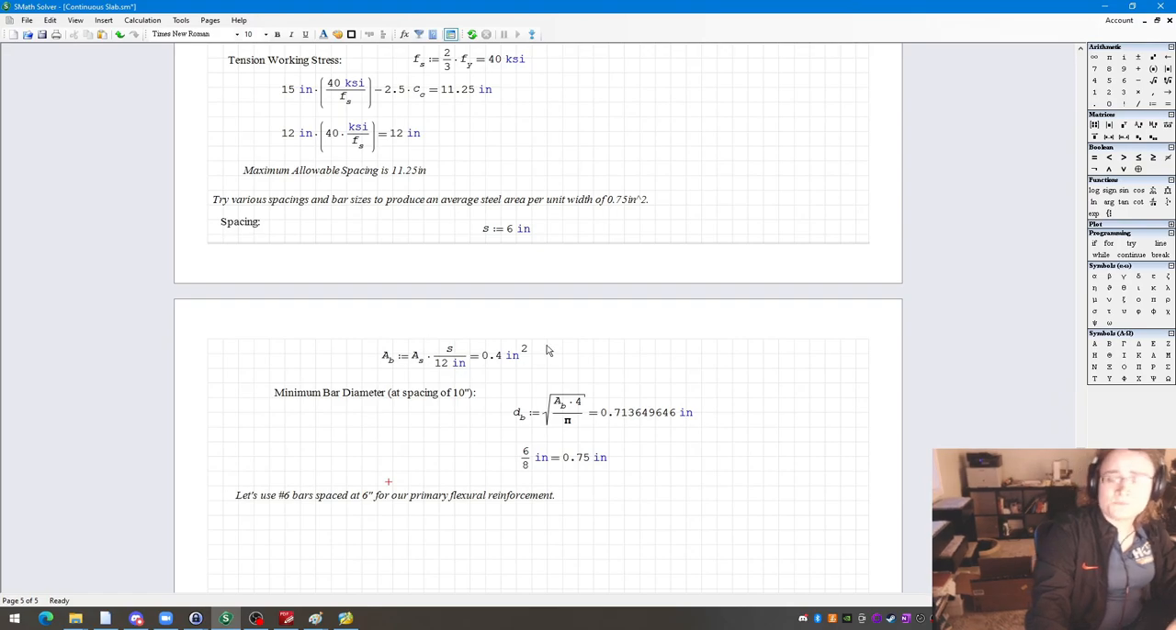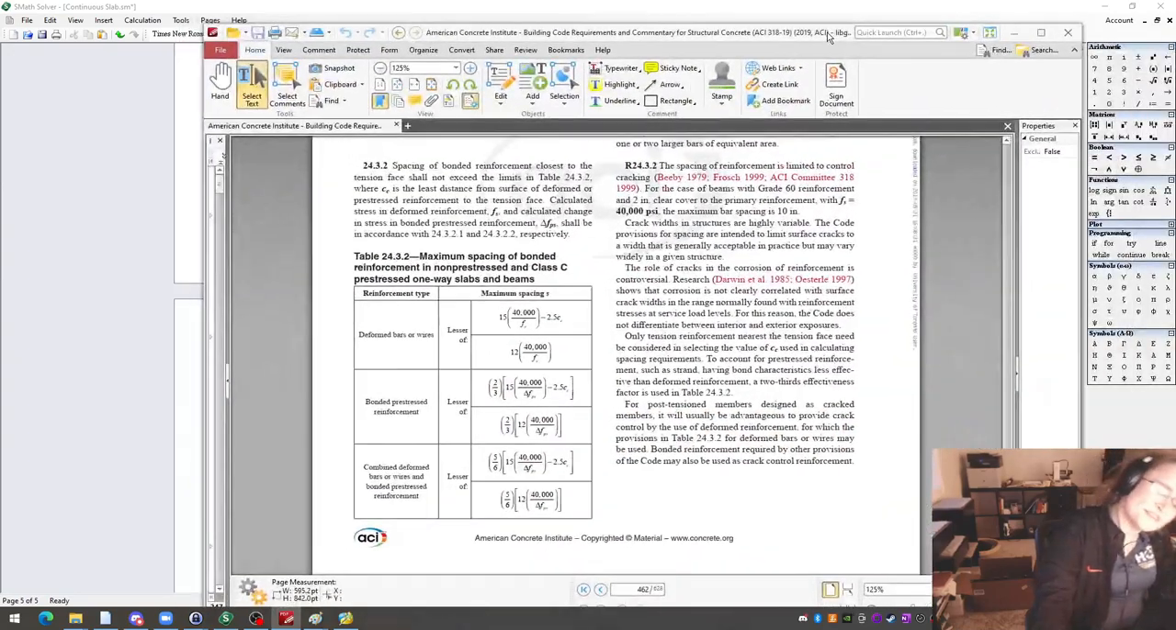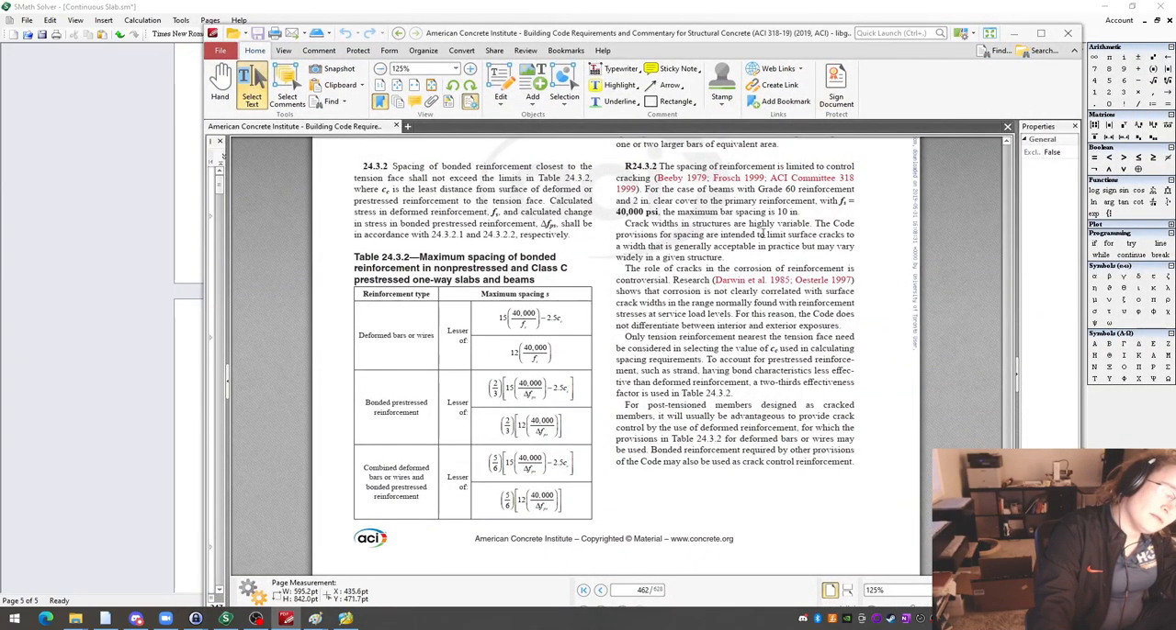And so we have a couple ways of doing this. So, we've got to think about this carefully. The larger the clear cover, the smaller the maximum spacing, which is actually, assuming a larger clear cover distance is conservative. And that clear cover is going to be smaller the larger the bar size.